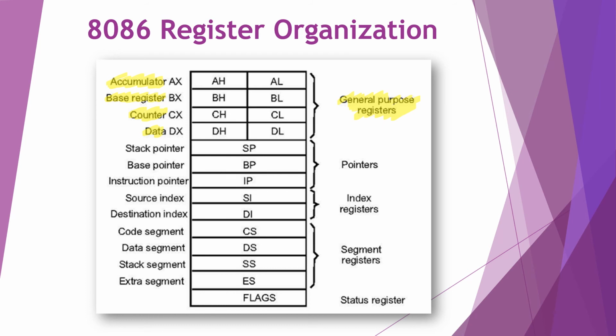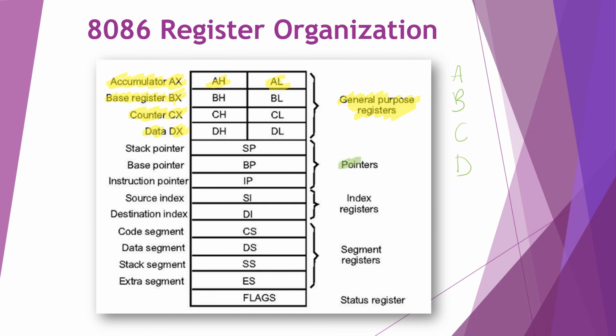Normally we call them AX, BX, CX and DX. I'll write the names here like A, B, C and D. So this is my first group, the GPR, and this AX, BX, CX and DX are divided in two ways. This is called AH, that is high, and this is for the low bits, and this section is for the high bits.